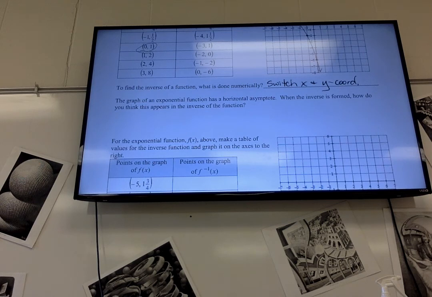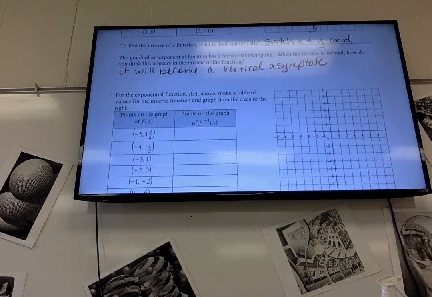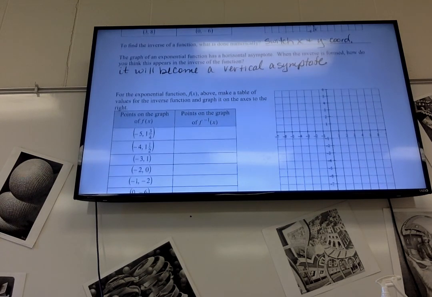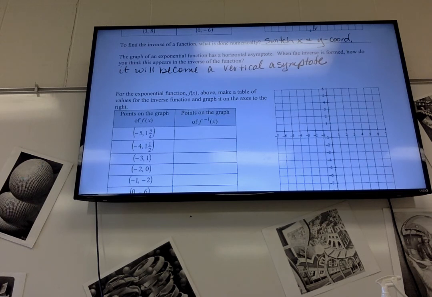So it will become vertical. Wait a minute, is all this graphing going to be on the test too? Yes. Be looking for whatever I post tomorrow. We'll get through what we can get through today, but that way we can ask questions about it on Monday.